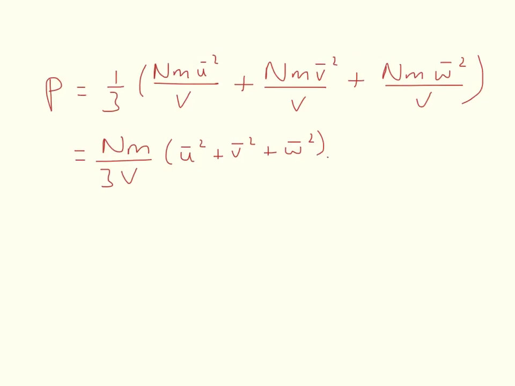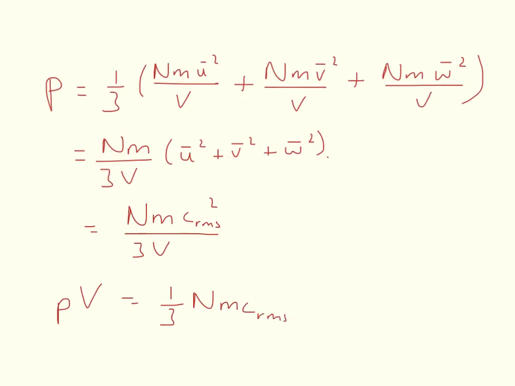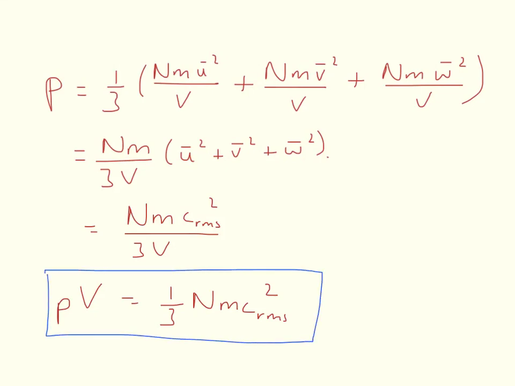Now, this bit here is actually equal to the RMS speed squared. So we then end up with something that is very close to our equation. We end up with n m c RMS squared divided by 3v. So now if we take the v across to the left hand side of the equation, we end up with pv equals 1/3 n m c RMS squared, which is exactly what we set out to find.